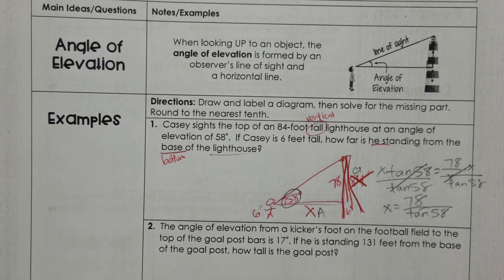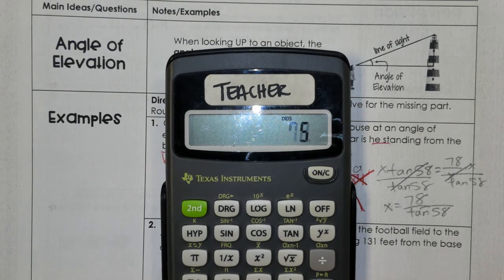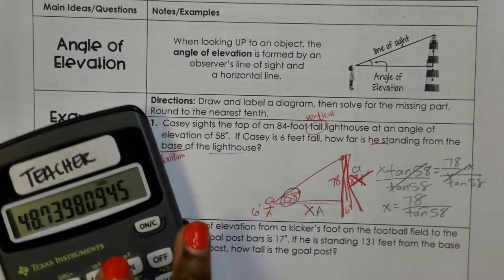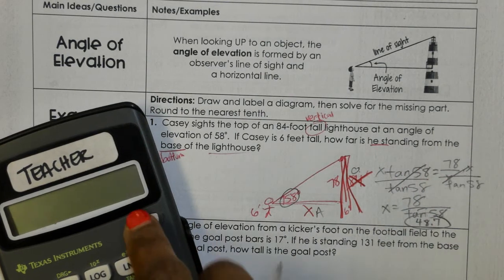Okay, it's Friday at almost 3, so that's why I'm going a little quickly through this, but you can pause this and go ahead of me and then just come back and check to make sure you're doing these right. But 48.7 would be the answer for that.